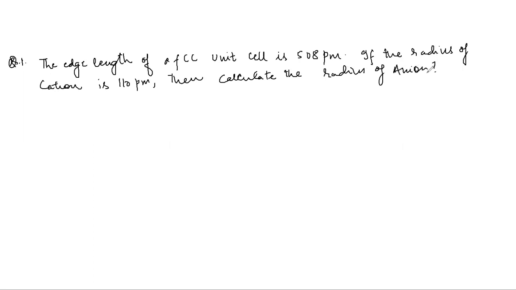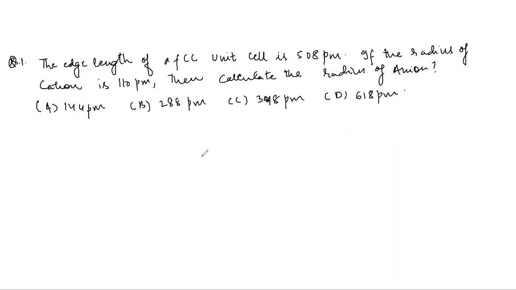This is the question. We have options: option A is 144 picometer, option B is 288 picometer, option C is 398 picometer, and option D is 618 picometer. To answer this, if we have an FCC unit cell, then the cation is present at the octahedral void. Let's say this is the cation surrounded by two anions, and this length is the edge length a.